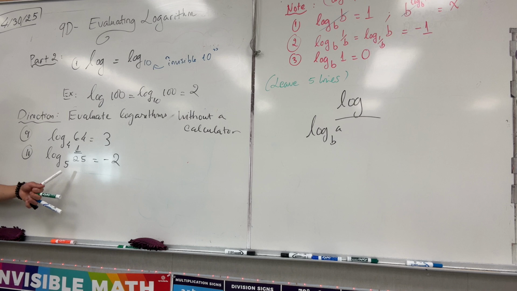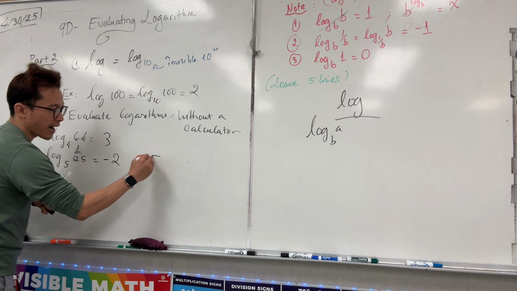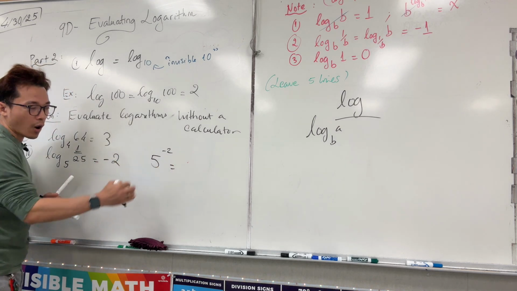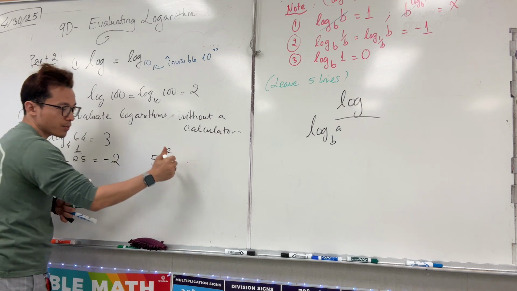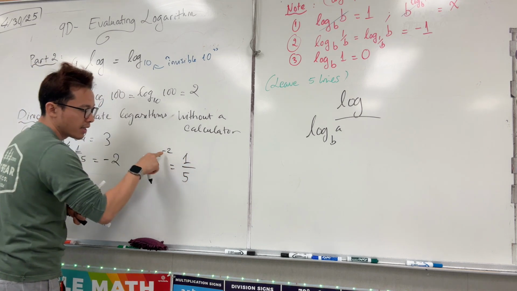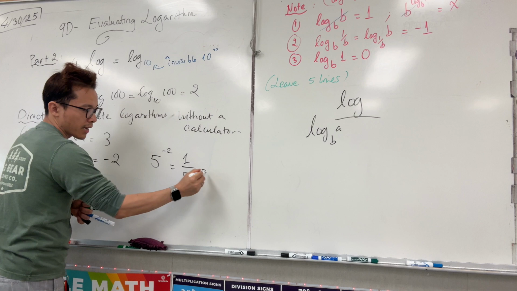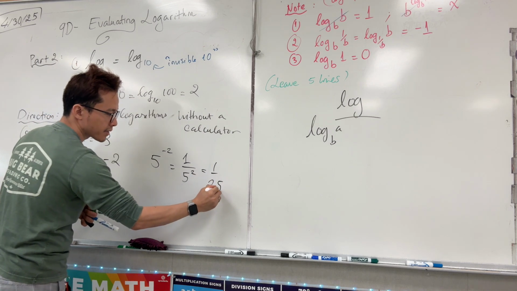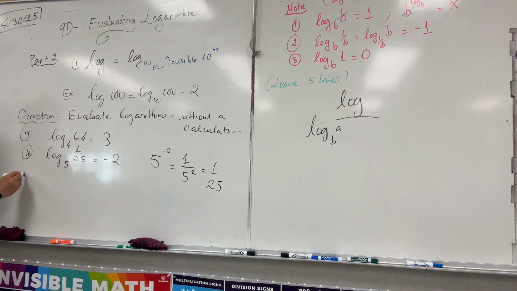Why? Okay, why? Because 5 to the power -2. If you want to make it positive, you need to flip them, right? So 1 over -2 becomes +2. And then 5 to the power 2 is 25. So that's 125. Okay? And log 5 of 0.2. Without using a calculator. What is this?